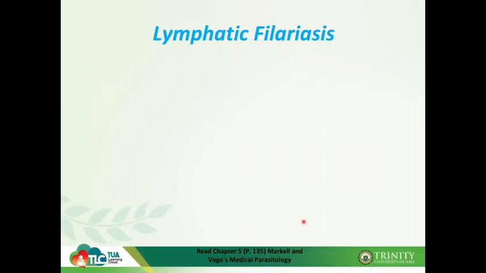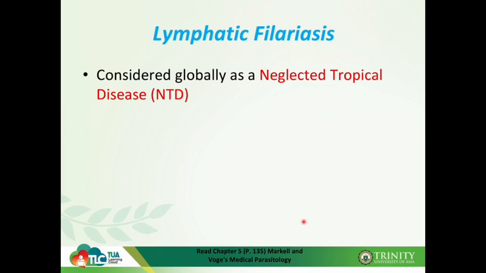For our first group of filarial worms that we will discuss, it would be those that inhabit the lymphatic tissues. And so the common pathogenesis or clinical manifestation of these parasites would be lymphatic filariasis. This condition, lymphatic filariasis, is considered as a neglected tropical disease.